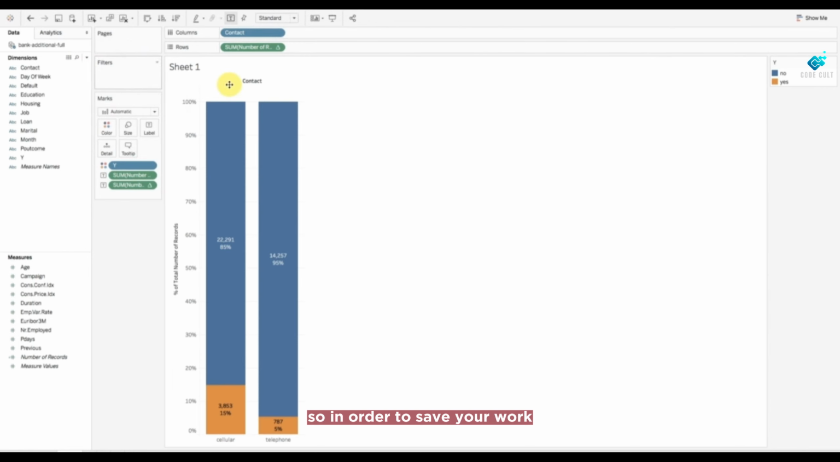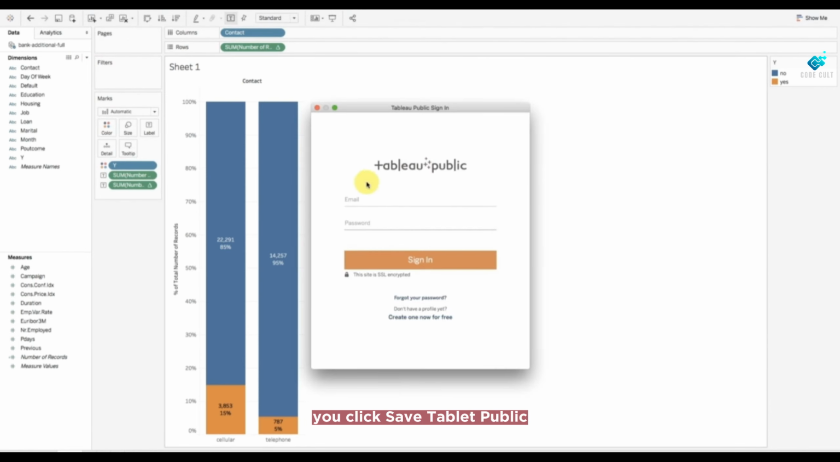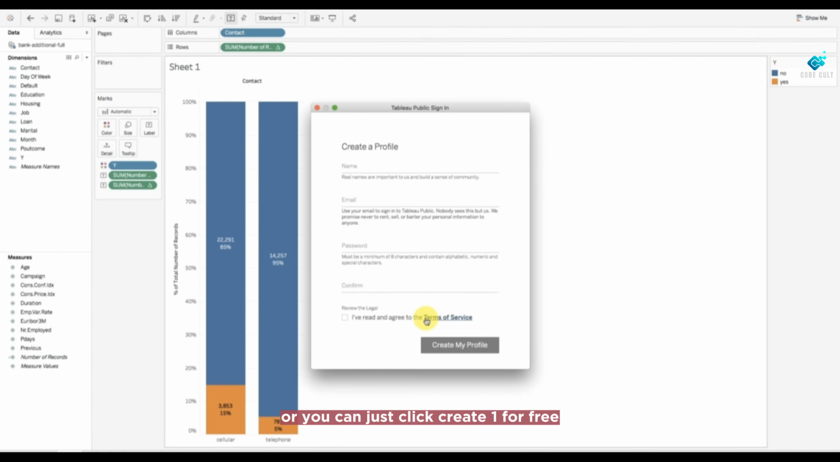So in order to save your work, you click Save to Tableau Public. You need to create an account. Here you would log in, or you can just click create one for free. You'd put in your credentials here, check the terms of service, and create your profile. And here I just wanted to show you what it would look like to have an account.